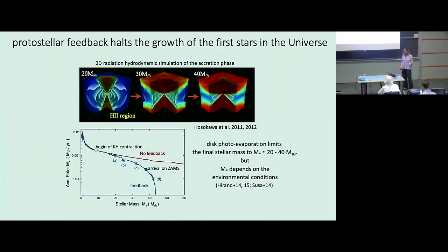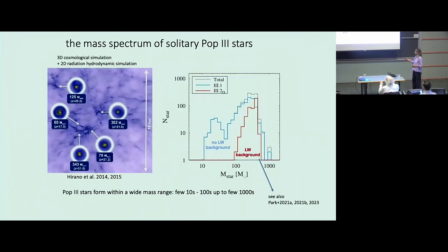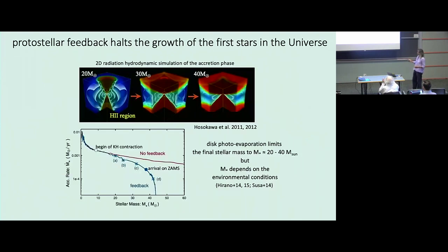And in fact, the first radiation hydro simulation in 2D, run by Takashi Hosokawa and collaborators, showed clearly that if you include the effect of radiative feedback from the growing protostar, you're going to have a significant suppression of accretion. You see here the difference between the no feedback and the feedback case in terms of the accretion rate versus stellar mass. And in this first simulation, the prediction was that the final stellar mass would be of the order of a few tenths of solar masses. Now, this is one single halo.